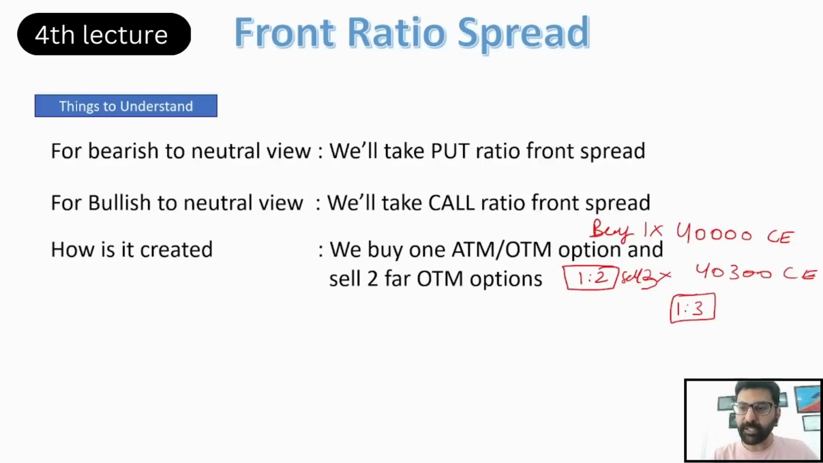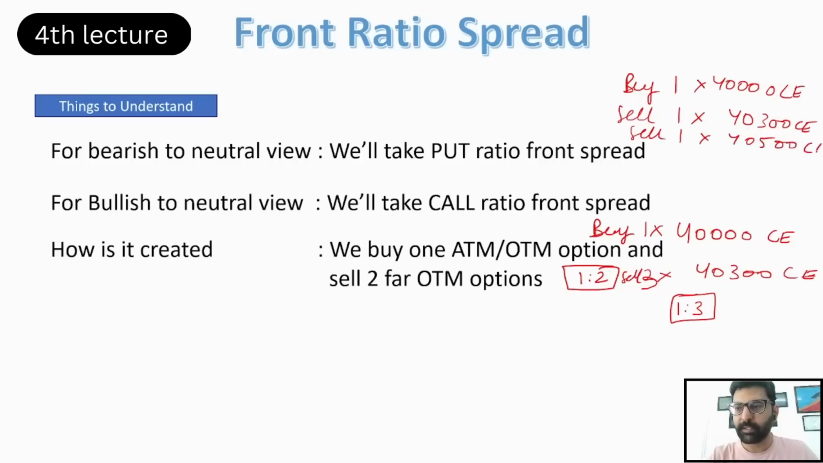Okay. So the other variation that could also be there is, let's say I buy one lot of 40,000 call and I sell one lot of 40,300 call and again I sell one lot of 40,500 call, right? So this is also a 1:2 ratio. But here what we have done is we have sold two different strikes. We did not want to concentrate here at 40,300. So we went ahead and sold a higher strike. These are the technicalities that you'll understand as you start using ratio spreads.